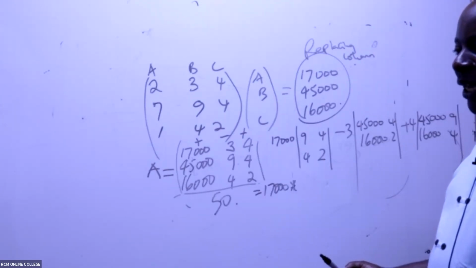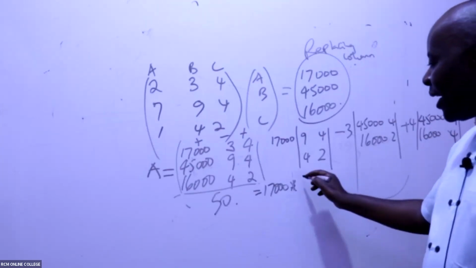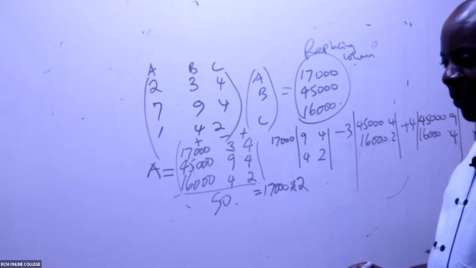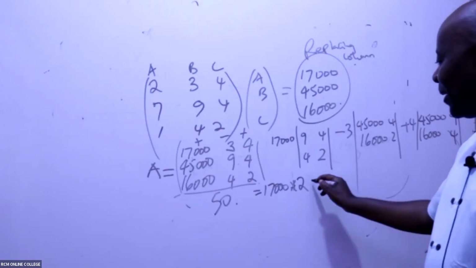So 9 times 2 minus 4 times 4, which gives me what here? Is there somebody who's getting 2? Somebody who is getting 2 by any chance there? Yeah. And then we come and say minus 3.